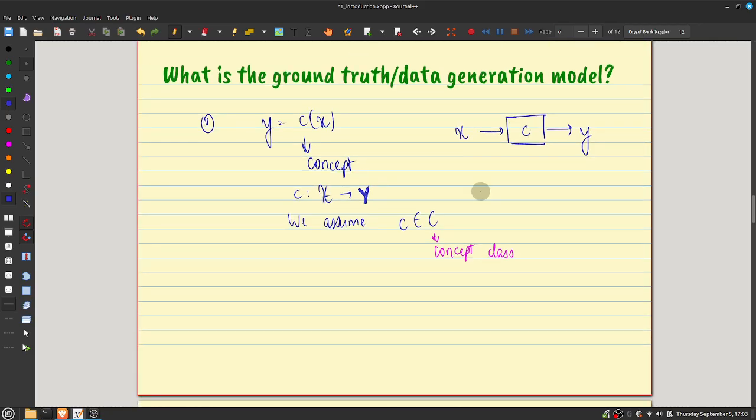So in this case, this ground truth is represented by a function, the actual relationship between X and Y. This true function is going to be called a concept, and we assume that this concept comes from some class of functions, which is called the concept class. Now the concept class could be the set of all possible functions from X to Y, but not necessarily always. It could come from some subset of these functions.